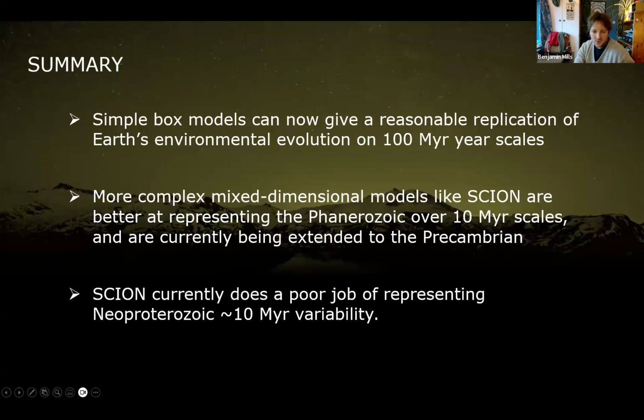These more complex, what I'm calling mixed dimensional models, like our SCION model, are quite useful for representing the Phanerozoic on 10 million year scales. So we seem to get the greenhouse-icehouse cycles of the Phanerozoic quite well in these models. This, of course, helps us better understand what is driving those cycles.